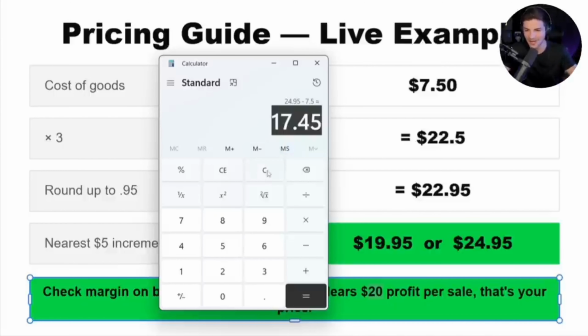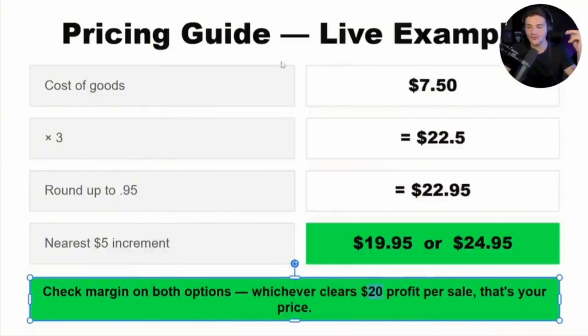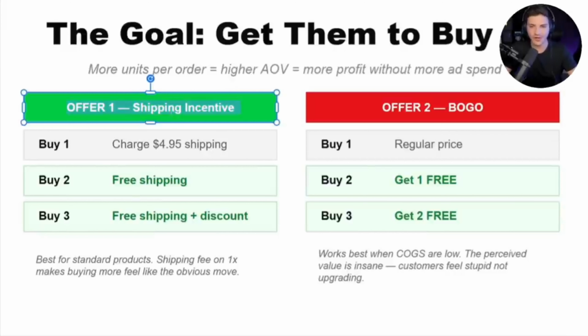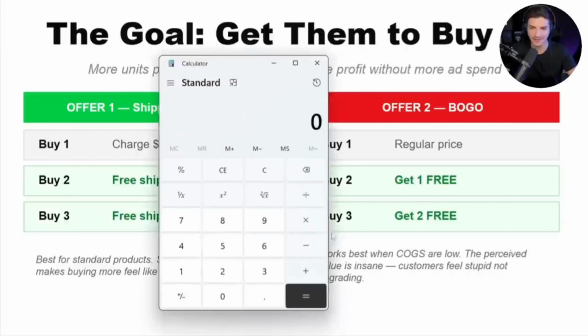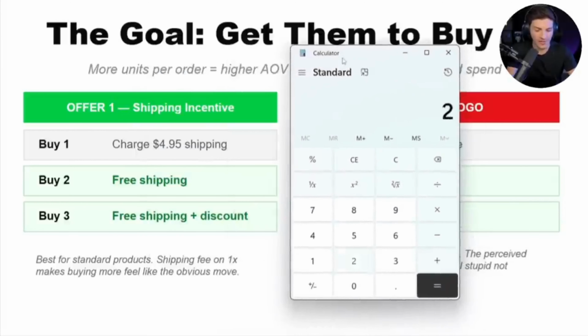So with that in mind, what the F should we price this product for? I have 2 offers in my mind. I'm going to walk you through both of those. So offer number 1 is to charge shipping on 1 unit. So the way this could work here, guys, is 1 unit could be $24.95, which I just showed you only gave us $17 margin.